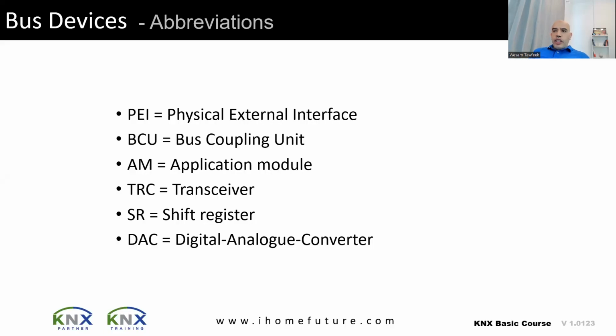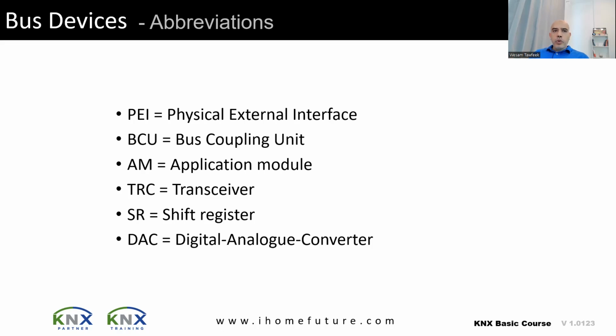It starts here with the abbreviations. So what kind of abbreviations do we have? We have PEI, the physical external interface. BCU, the bus coupling unit. AM, application module. TRC, the transceiver. SR, shift register, and DAC, digital analog converter. We'll talk about those in detail in this course. However, it's nice to know that these are the abbreviations we're going to use most of the time today.